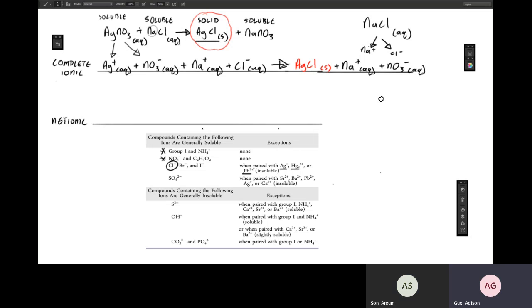Okay, so to go from here to here, what you basically have to do is just cancel out spectator ions. And spectator ions are the things that are on both the left and right side.